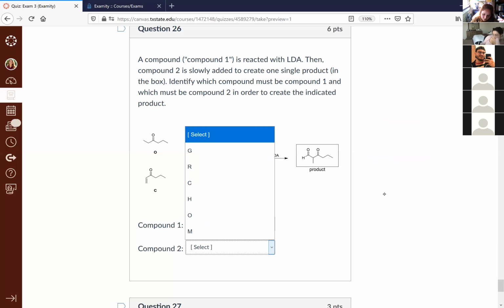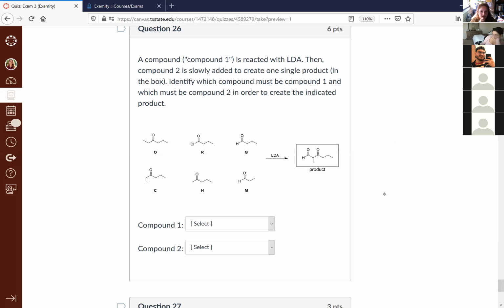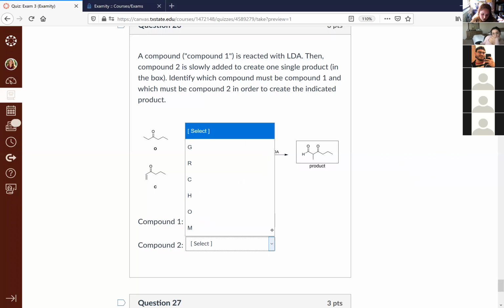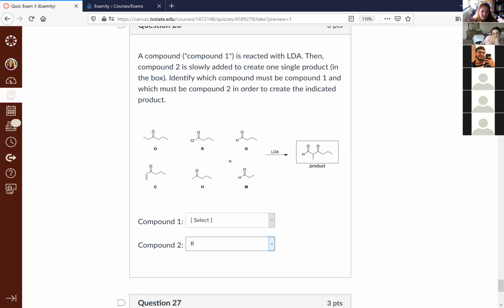For compound 2, there's only one thing that it could be, right? We can also see this can't be a Michael addition because look at the number of carbons between the two carbonyls. That eliminates option C, and by what we just said, we eliminated O, H, M, and G. So the correct answer for compound 2 has to be R, just because of the functional groups that are left over.